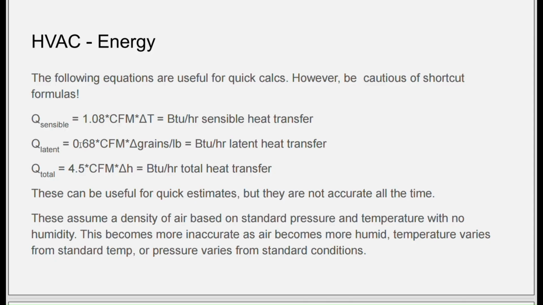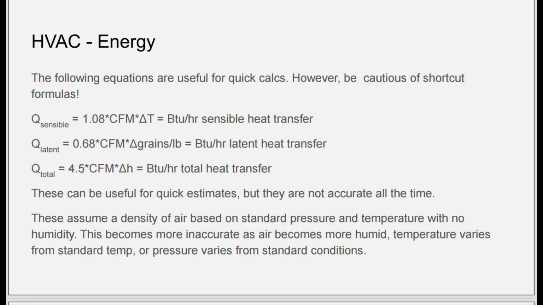Latent heat is estimated by 0.68 times CFM times your change in grains per pound. That's a pretty decent estimate. If you know your grains per pound humidity ratio before and after your process, this generally gives you a decent estimate. I've also seen 0.7 as your constant factor here, and that works fine.